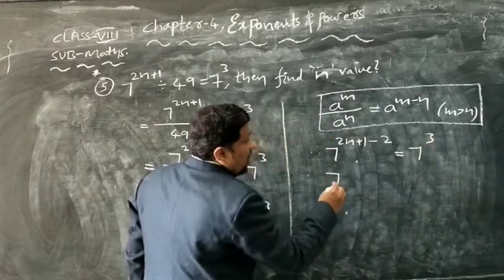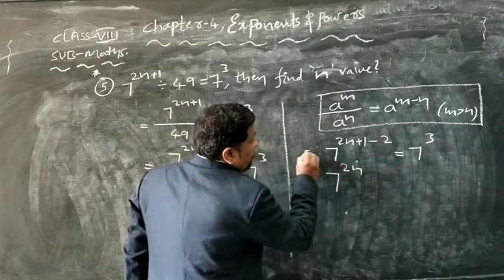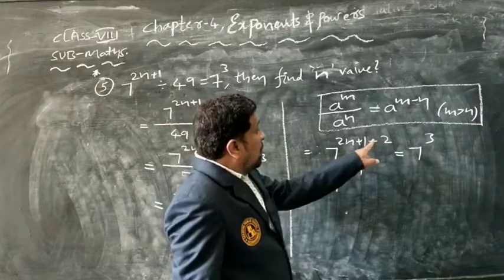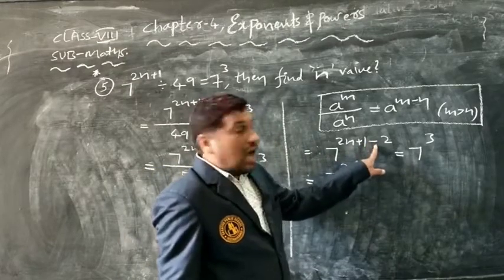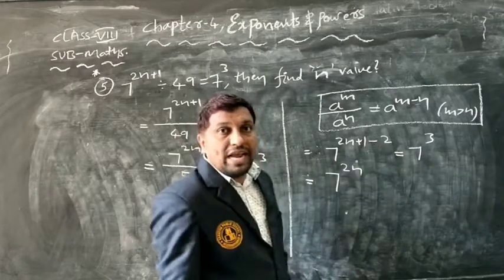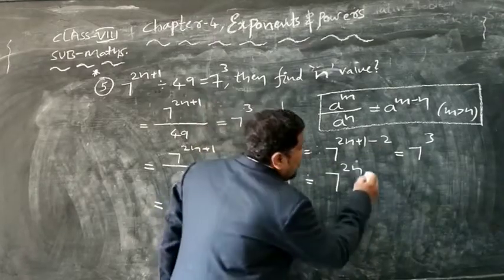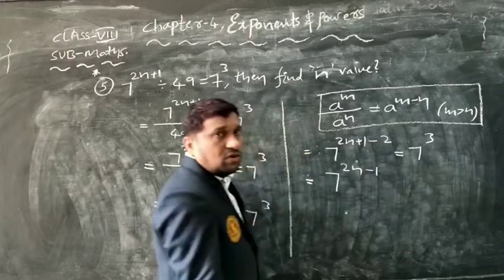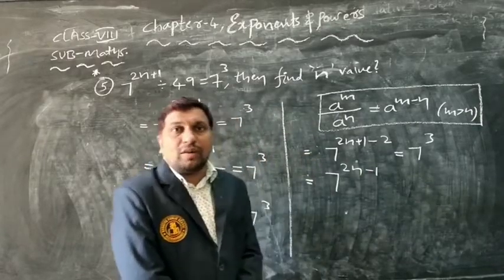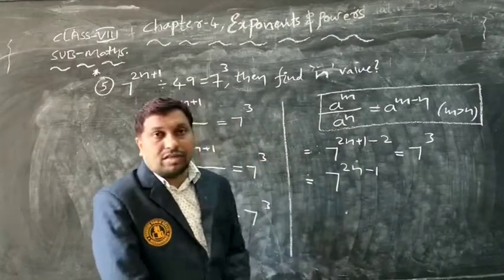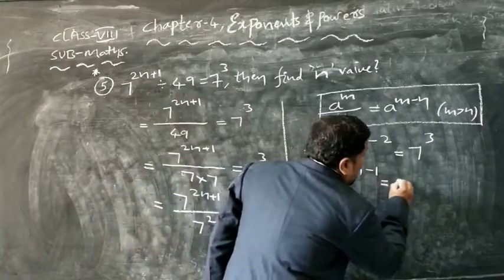Then 7 to the power of 2n plus 1 minus 2, or minus 2 plus 1, means the answer is minus 1. Yes or no? 1 minus 2, or minus 2 plus 1, is equivalent to minus 1. So 7 to the power of 2n minus 1 is equal to 7 to the power of 3.